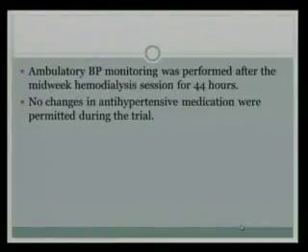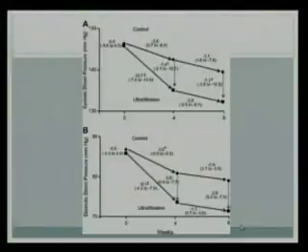And ambulatory blood pressure monitoring was tested after the midweek hemodialysis session. And during the trial, there were no changes in antihypertensives allowed at all. And this was the result. And this is important because this really shows how tied volume status is in a dialysis patient to blood pressure. So after about 4 weeks, you can see the systolic blood pressure drop by about 7.4 millimeters of mercury, and the diastolic about 3.6. And those were maintained through the 2-month trial.